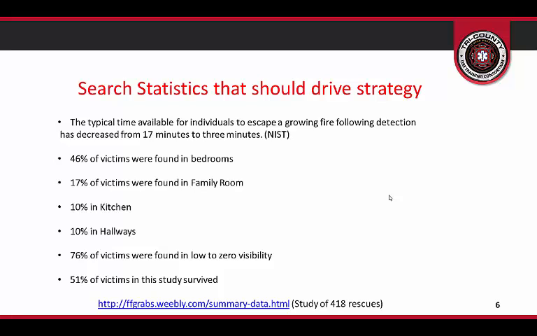76% of victims were found in low to zero visibility, which is an important statistic, and I put it in here because a lot of times we would say, and there's some people pushing out there, that these fires are so nasty, filled with so many toxins that there's just no survivability. And this is saying that's not true. So 70% of the victims were found in low to zero visibility. 51% of those victims in the study survived.